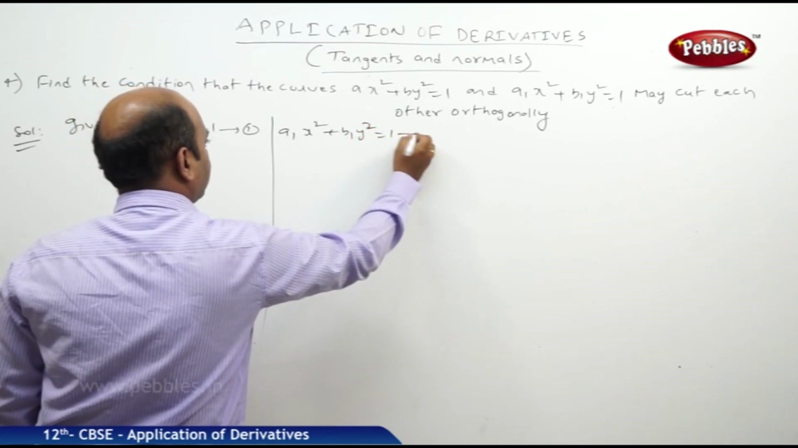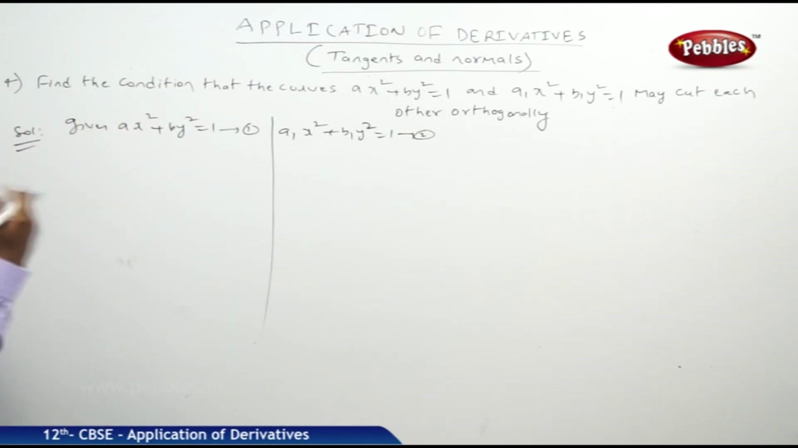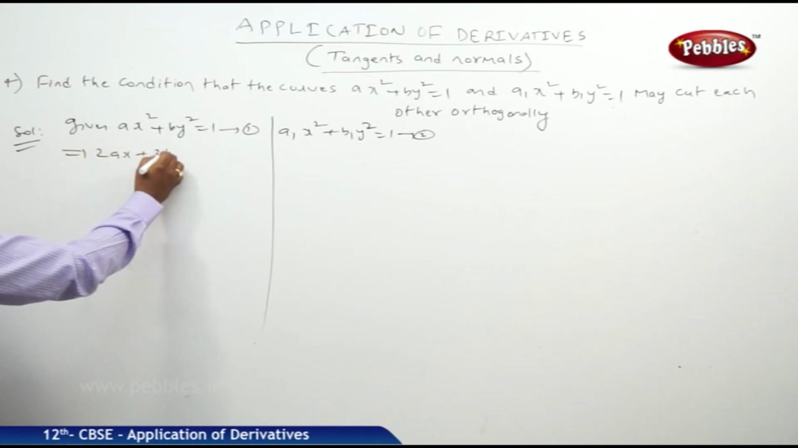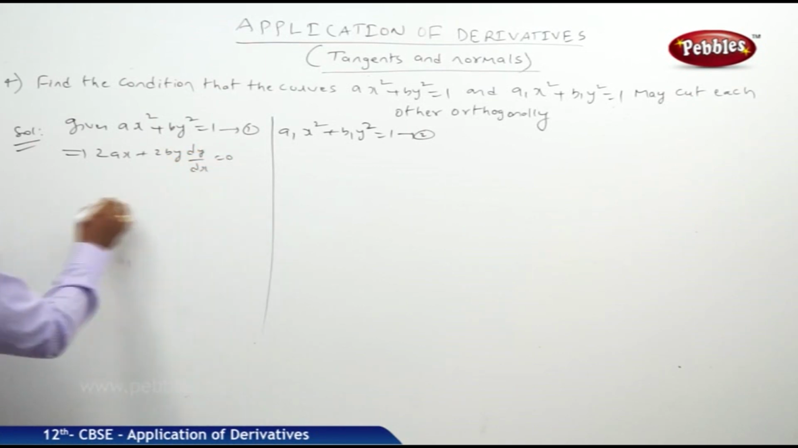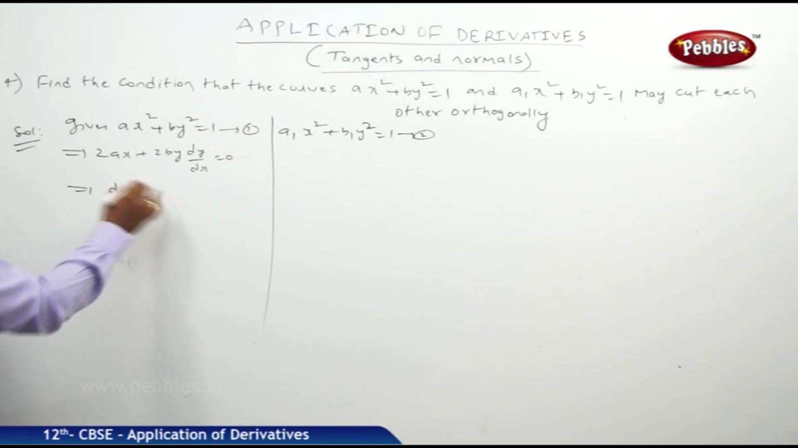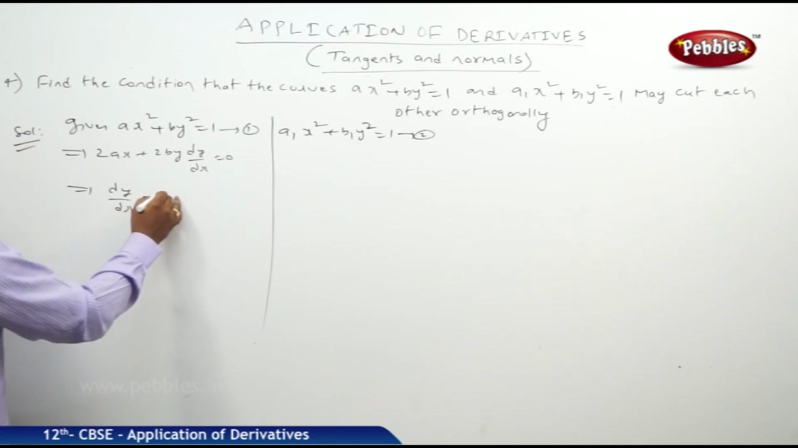b1y square is equal to 1. I will call this as 2. Differentiate both the curves with respect to x. Every time I won't write it, just we need to observe carefully. So here 2ax plus 2by into dy by dx is equal to 0. So what happens? dy by dx is equal to, 2ax going to that side means minus ax.